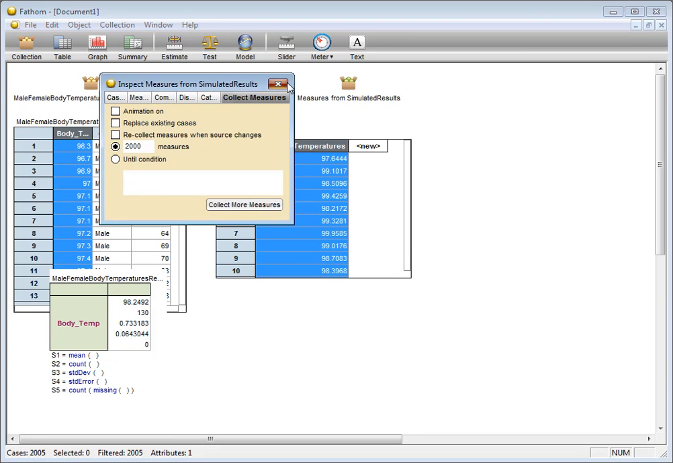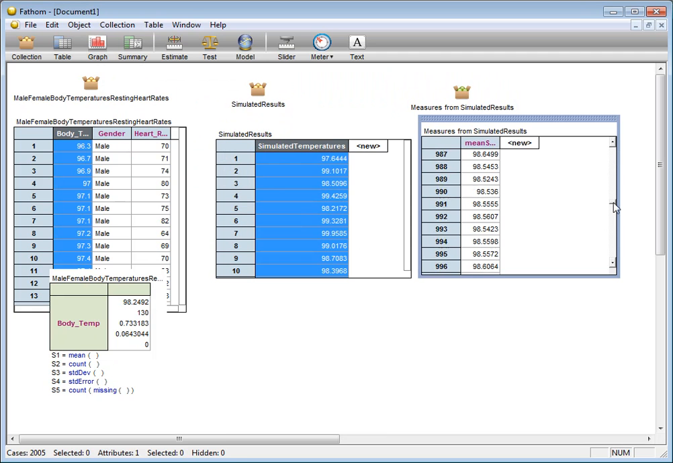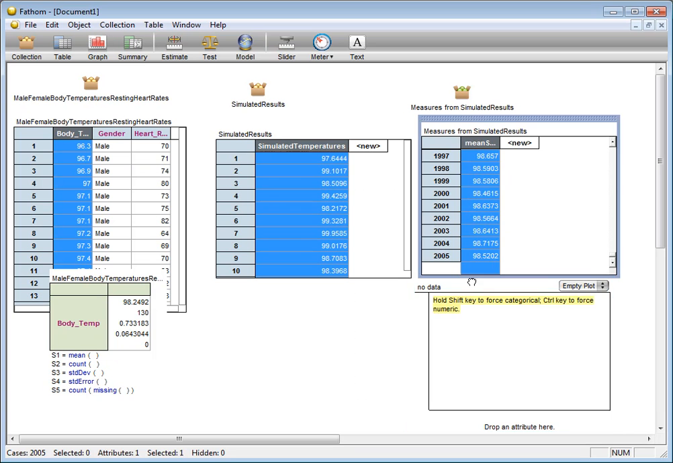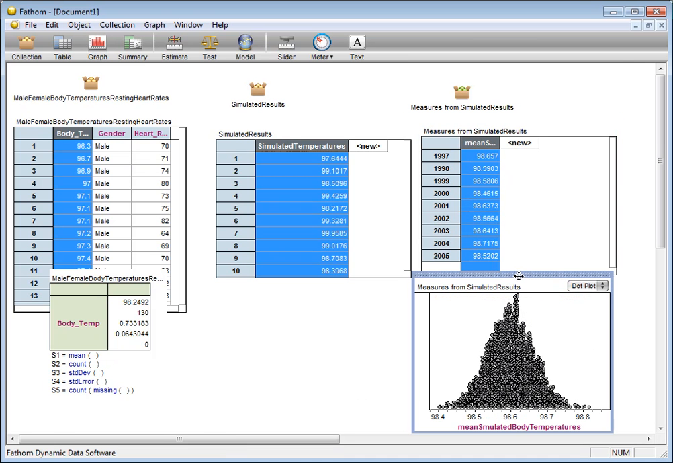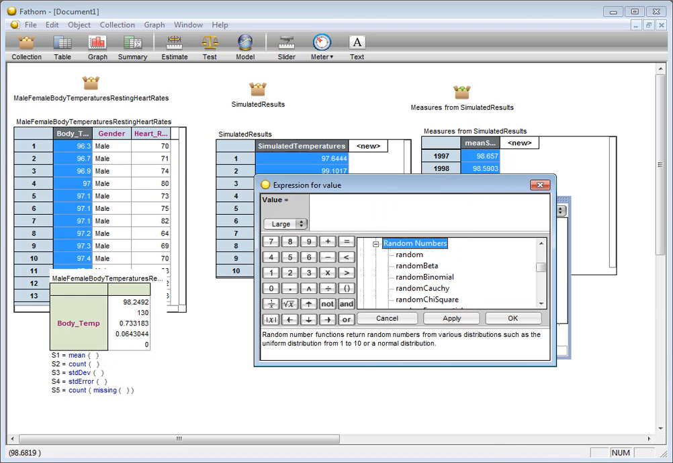Done. Let's table off of these measures. Because I didn't replace the first 5, I think I have 2005. Yep, that's fine. I'm going to create a randomization distribution right here. And I'm going to plot the value of the mean body temperature from the original set of data. That was 98.2492. See, it's right over here.